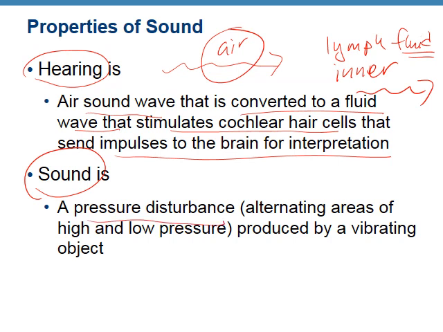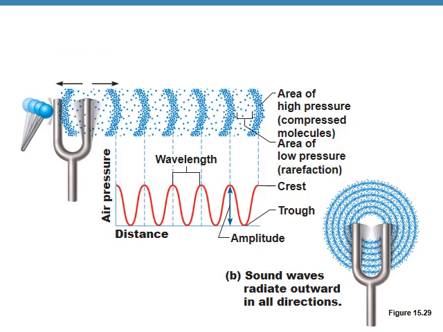Sound is a pressure disturbance. By alternating high and low, if you are vibrating an object, it's going to produce high and low alternating areas of pressure, or a pressure disturbance. A good demonstration: you're hitting this metal, and the metal starts vibrating. When it vibrates, it forces all the air molecules to be condensed. An area of high pressure has compressed molecules, an area of low pressure, right, has not compressed. This ends up producing a wavelength.